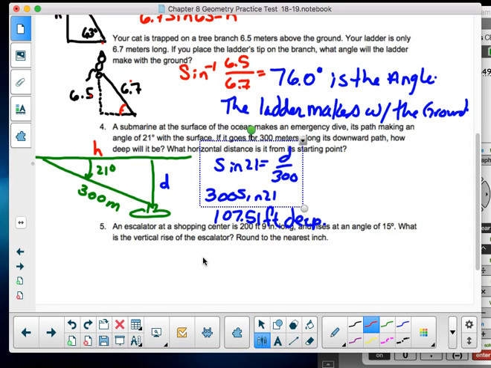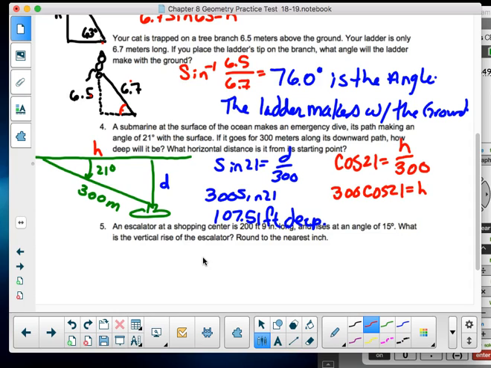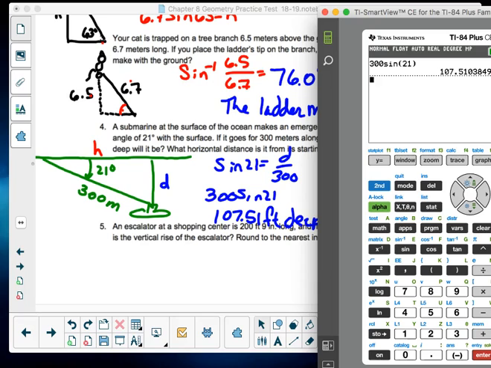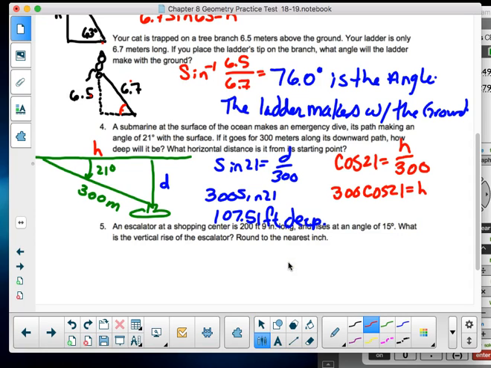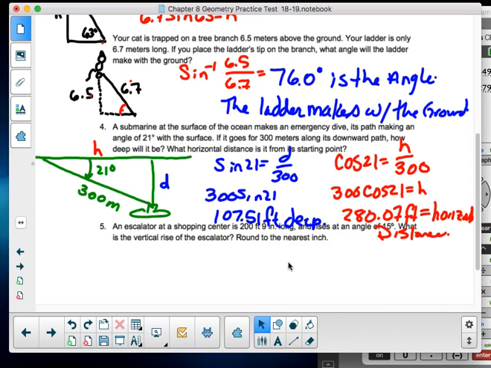Now, let's see what's happening for our horizontal distance. Our horizontal distance from 21 is adjacent, and our hypotenuse is still our hypotenuse of 300, so adjacent over hypotenuse, cosine. So I have the cosine of 21 degrees is equal to h over 300. So now I've got 300 cosine of 21 is equal to h. So I take that 300 cosine of 21, and I got 280.07. So this is 280.07 feet, which equals my horizontal distance. Okay, so that's how far the sub traveled horizontally.